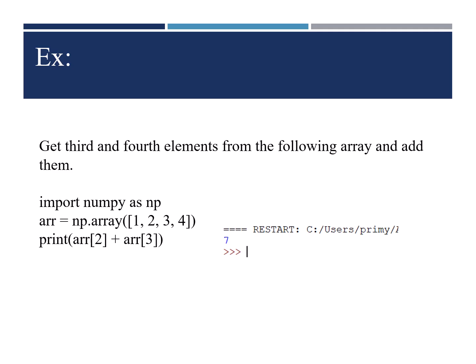Now the next one is getting the third and fourth elements from the following array and adding them. So import numpy as np, arr equal to np dot array of 1, 2, 3, 4. Now what we are supposed to do is access the third element and the fourth element from the array, and these two have to be summed. So print of arr of 2 plus arr of 3. Now arr of 2, whatever value we have in this index position, that value will be accessed, and arr of 3, the next position value will be accessed, and these two will be added, and the output will be displayed as 7.